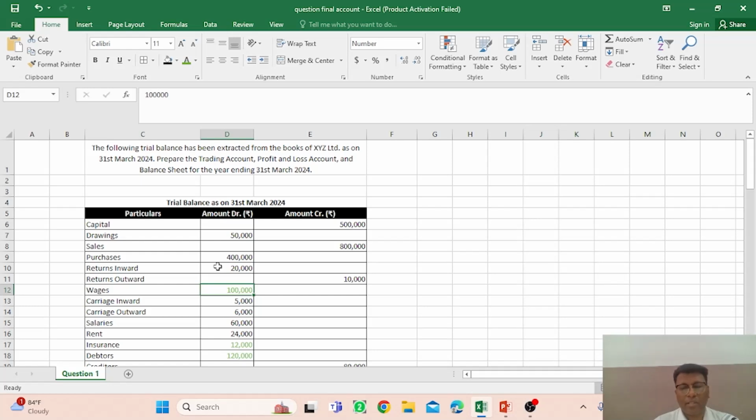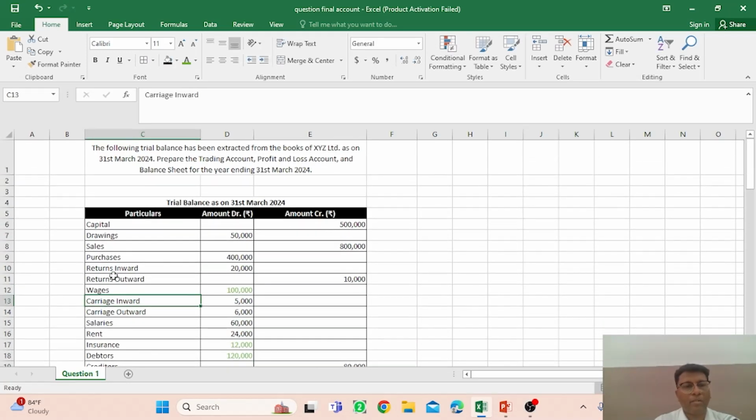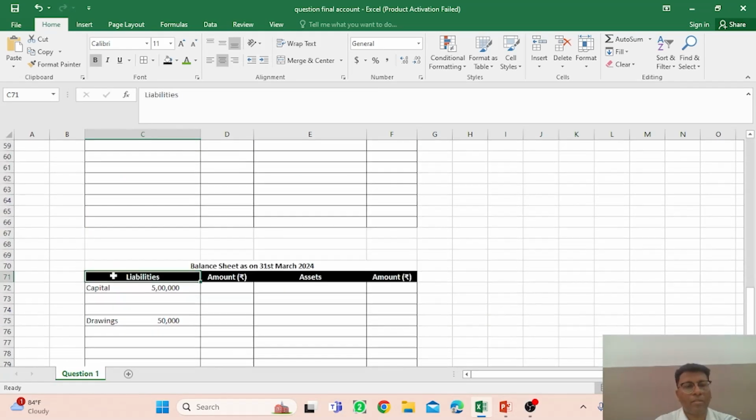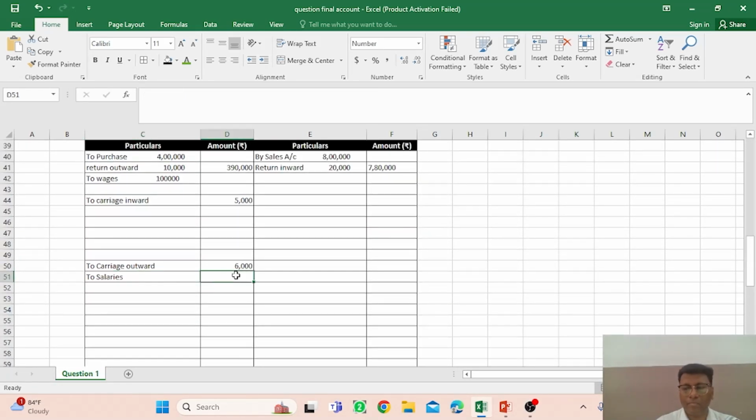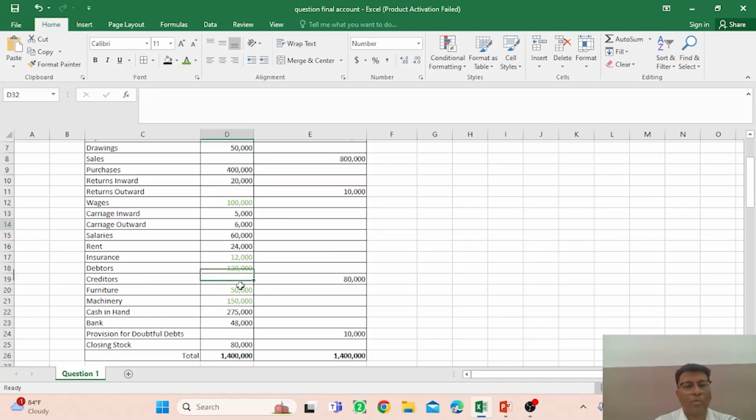And salary is rupees 60,000. Is there any adjustment? There is no adjustment on carriage inward, carriage outward, salaries. So salaries is 60,000, and rent is given to you 24,000. Right. Insurance with adjustment 12,000.